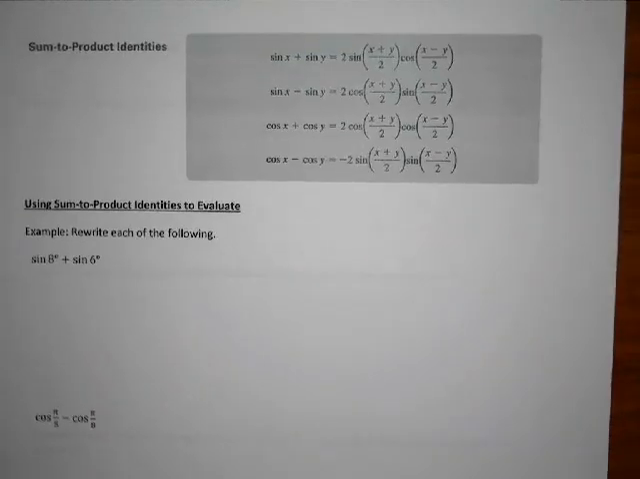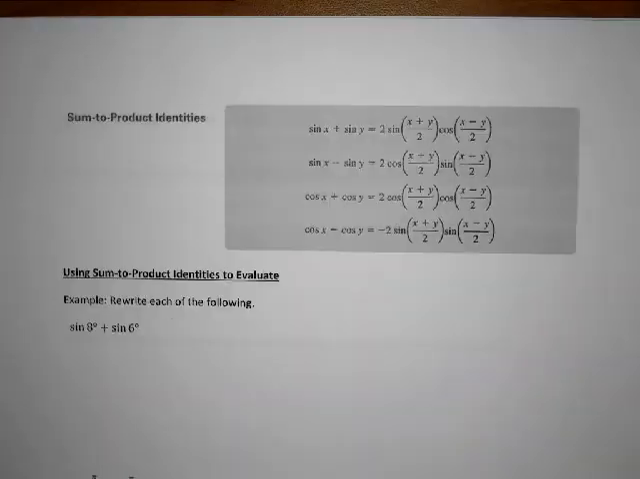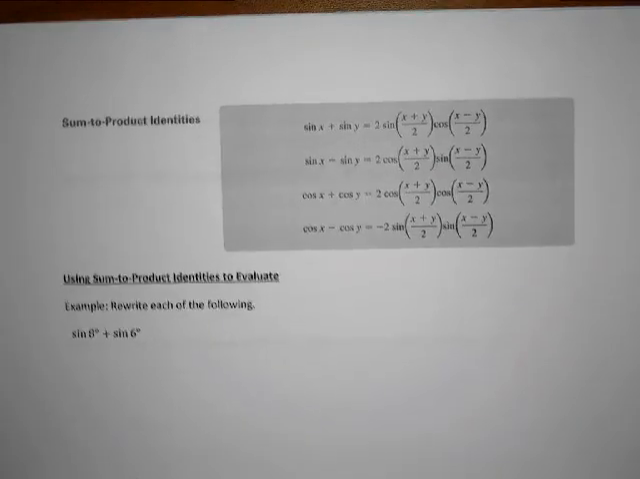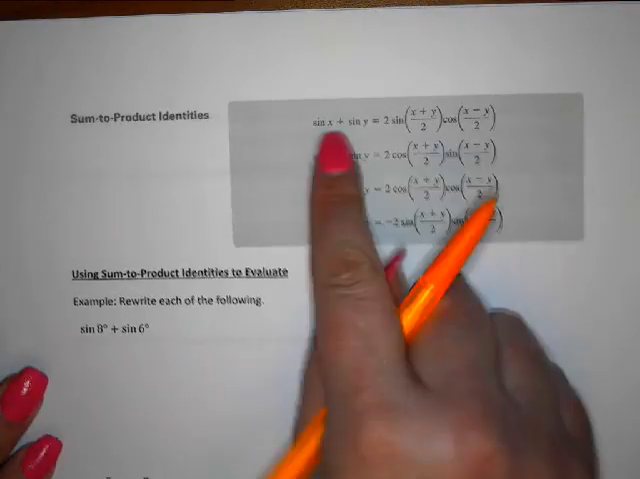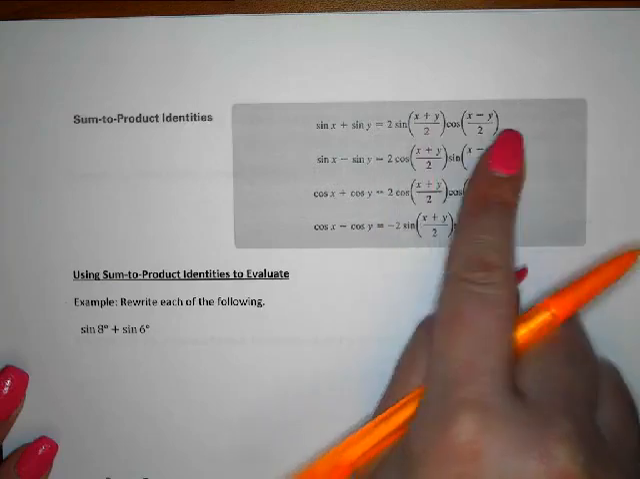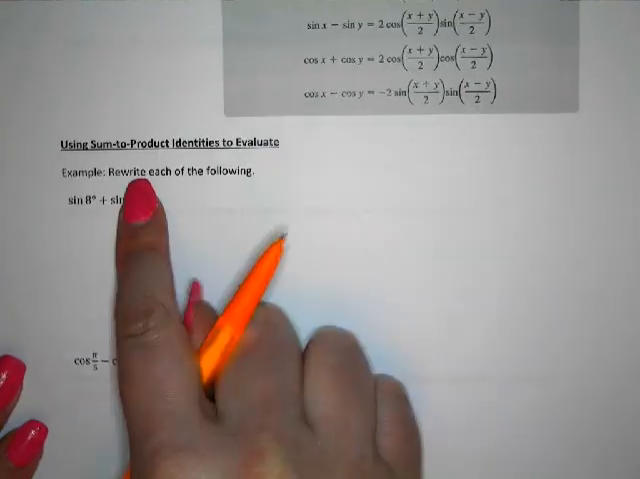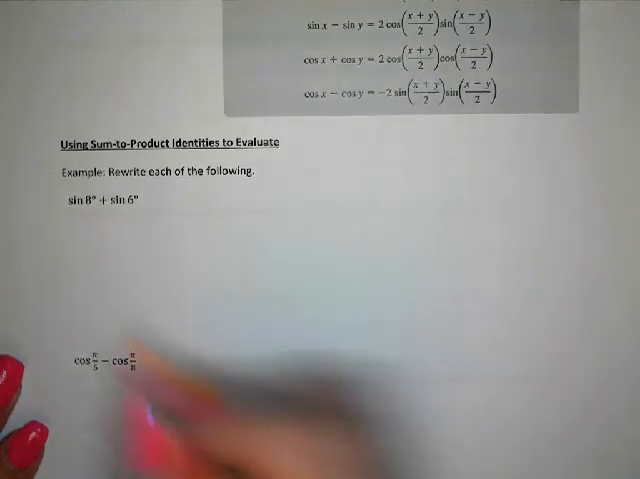All right, on to the next page. Very similar, but we have sum to product identities. And so we'll look at some sums, and then we're going to rewrite them as products. So same thing, we have some that just say rewrite, and then we have some that say find the exact value. So for this one, we're going to rewrite it.